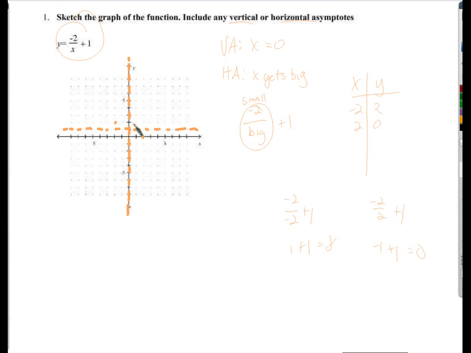If you weren't sure, I guess you could find the x-intercepts just to make yourself feel better, but this simplest of rational functions is going to graph like this. They're like in opposite corners of each other. Should fix that a little bit. Okay. All right, let's look at the next one.